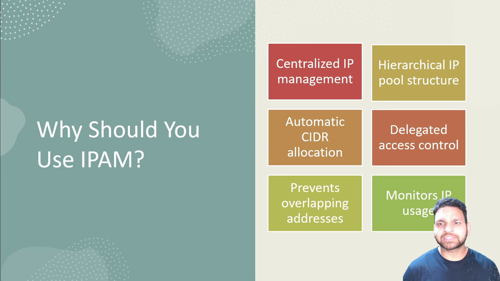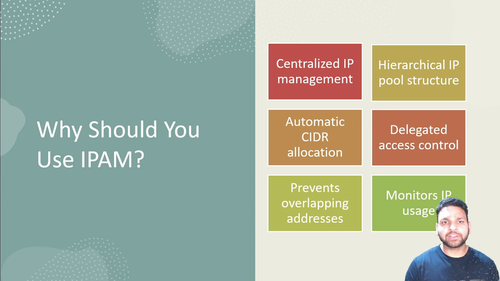The first point is the centralized IP management. From the virtual network manager, you can assign the IP addresses or the CIDR ranges to different virtual networks. Another one is the automatic CIDR allocation. So you just have to choose the subnet mask and automatically you will be provided the CIDR range from the IP pool. It prevents the overlapping addresses because if everything is being managed centrally, it will not let you create the virtual network where there is an overlapping IP address.